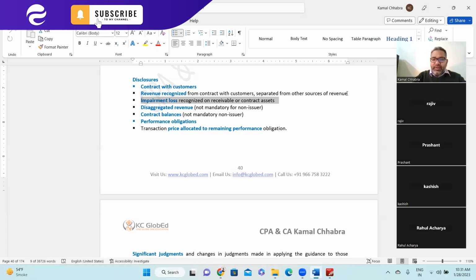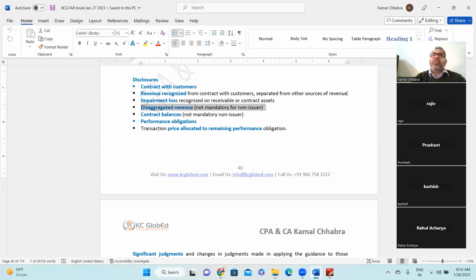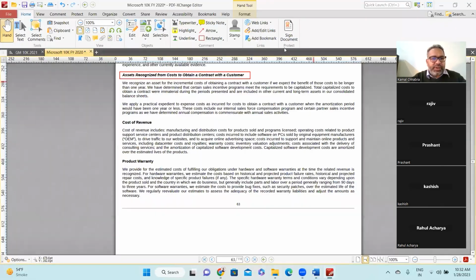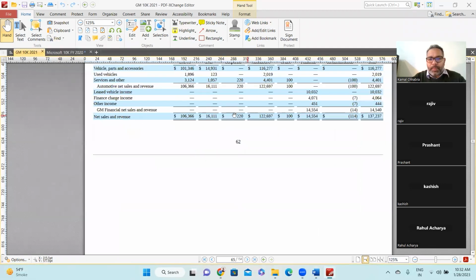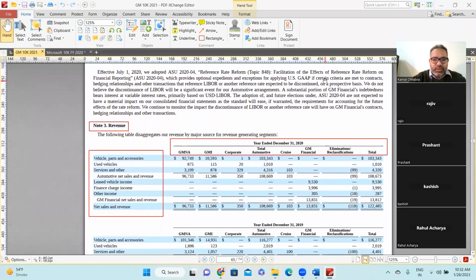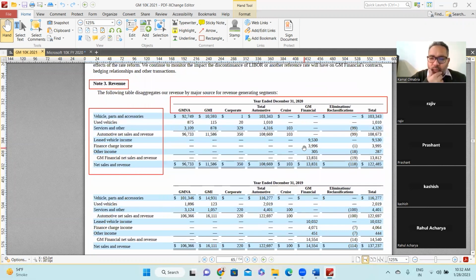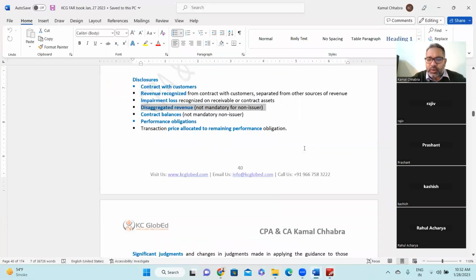Next one is disaggregated revenue, which you have recently seen. Disaggregated revenue is basically revenue by geography, or revenue by product or services, or both. If you remember in this GM financial statement, we have seen the revenue disclosure part. This is called disaggregated revenue. On the left hand side you see all the categories of revenue, and on the right hand side you see all the geographical locations and the segments for the respective revenue. We have some examples for this also. We'll be discussing them with examples.